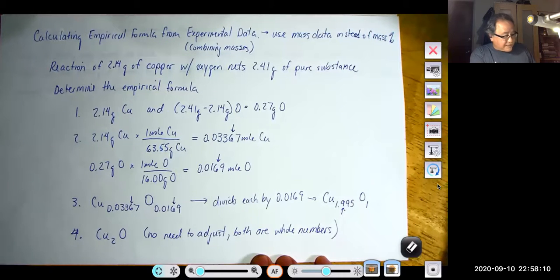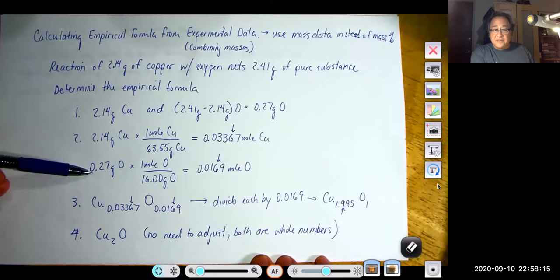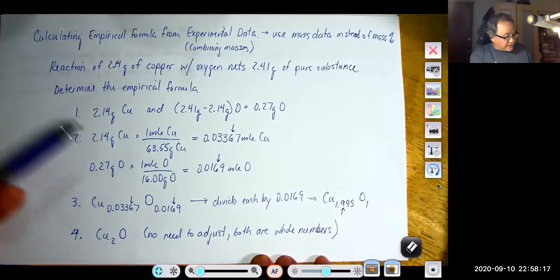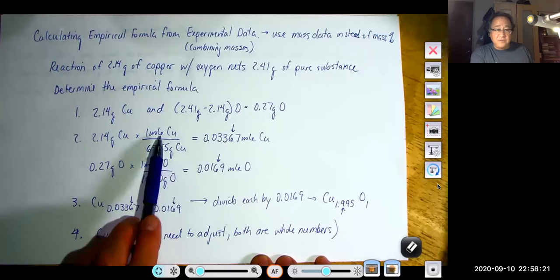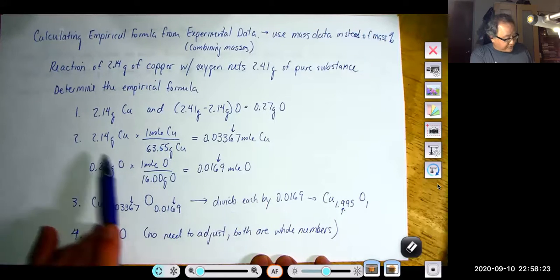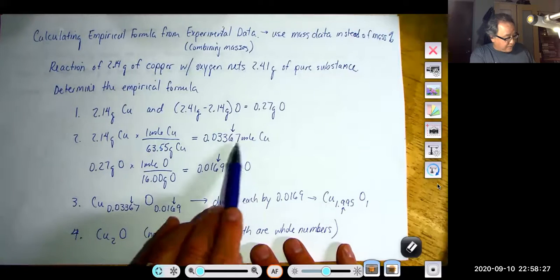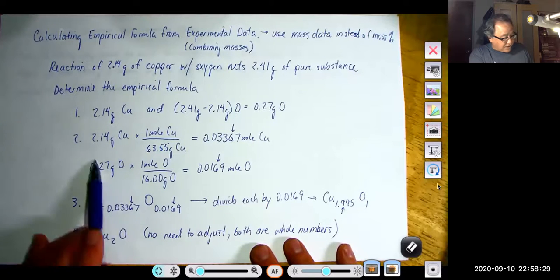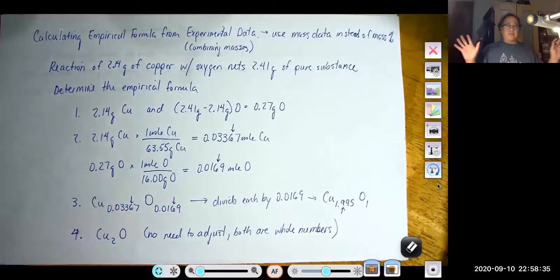We then take these two masses and determine the moles of each element. So here the molar mass of copper is 63.55 grams per 1 mole. So we use the molar mass kind of upside down, as it were, and we get the moles of copper. We use the molar mass of oxygen, and we get the moles of oxygen. Now you might say to yourself, well, but wait a minute, that's 0.27 grams of O2 that reacted. Okay, fine.